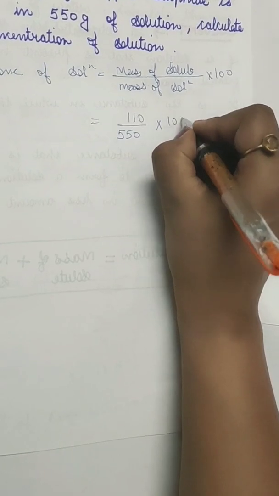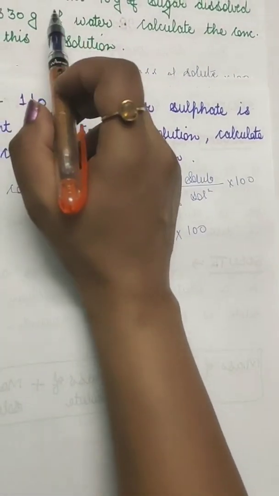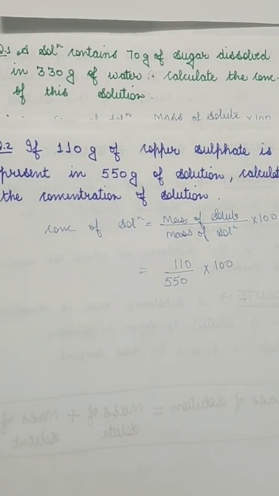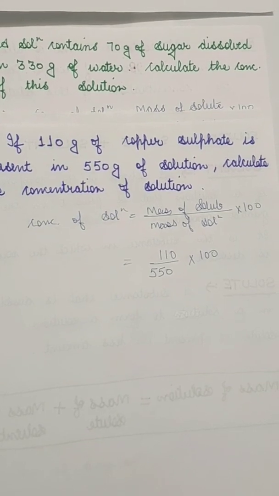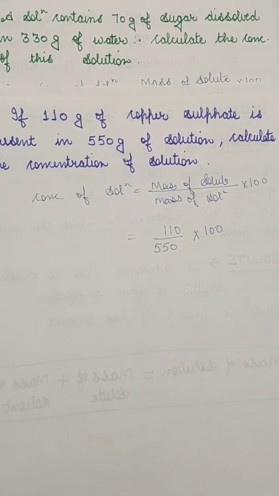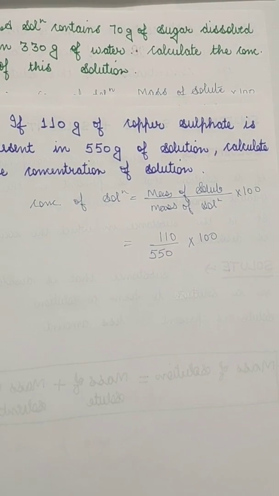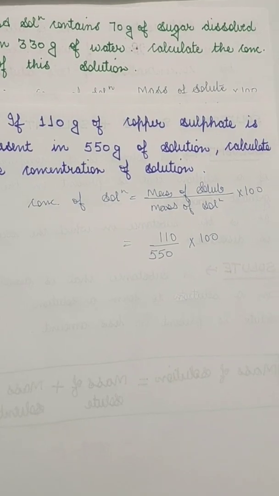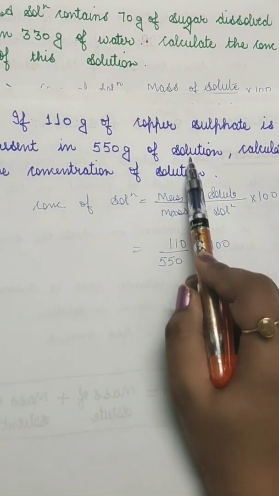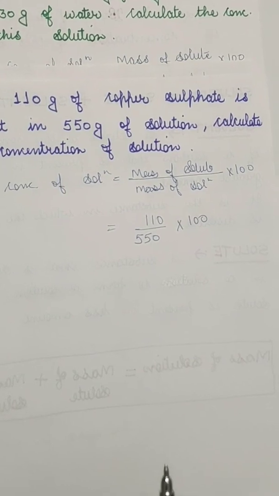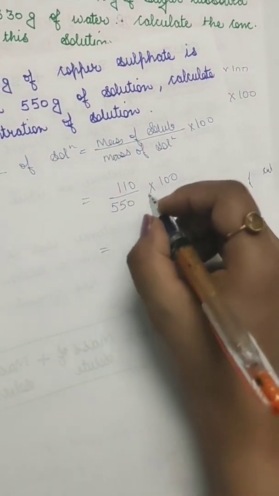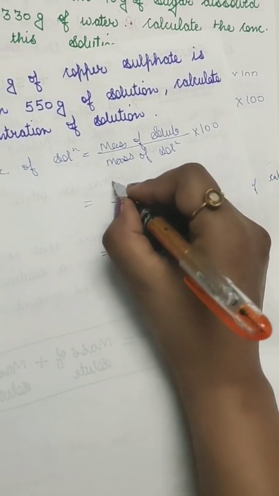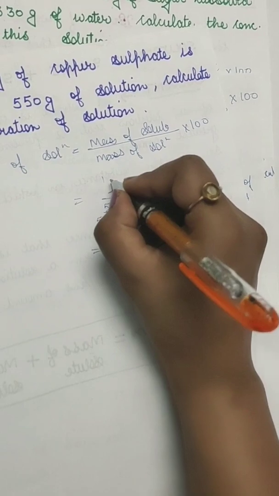No need to add, because in the previous question we were given the amount of solute dissolved in solvent, and we had to find the concentration. The formula was mass of solute upon mass of solution into 100, and to find the mass of solution we had to add solute plus solvent. But here the mass of the solution is already given, so no need to add anything.